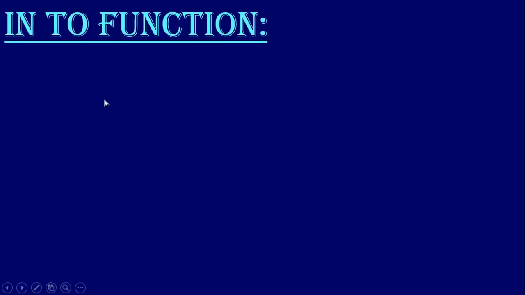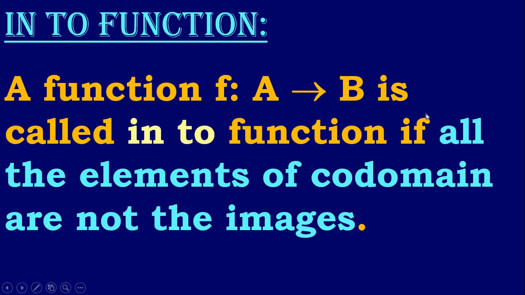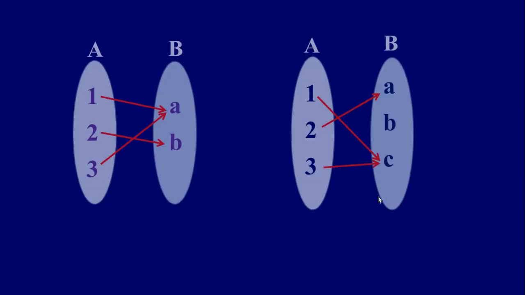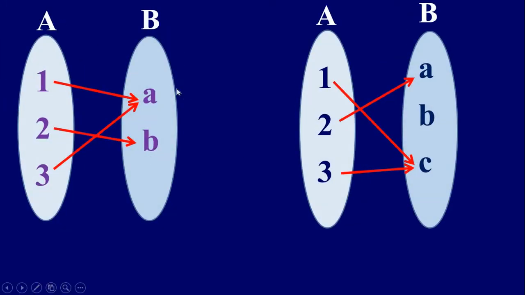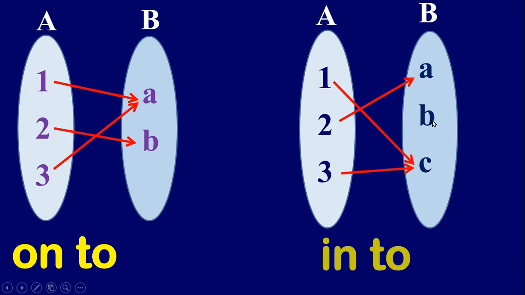Next we see what an into function is. A function f from A to B is called an into function if all the elements of the codomain are not images. If a function is not onto, then it is called an into function. In this example, all the elements of the codomain are images, so this function is onto. Here all the elements of the codomain are not images. Therefore this is not onto, and this type of function is called an into function.